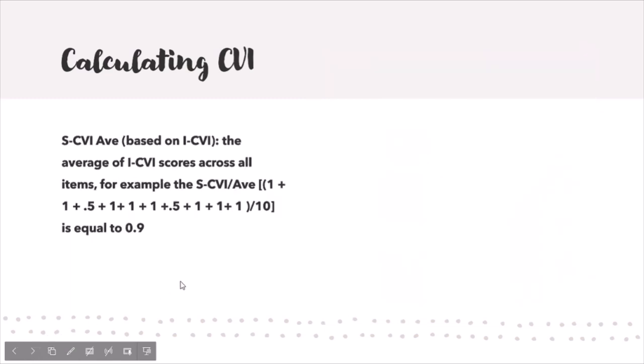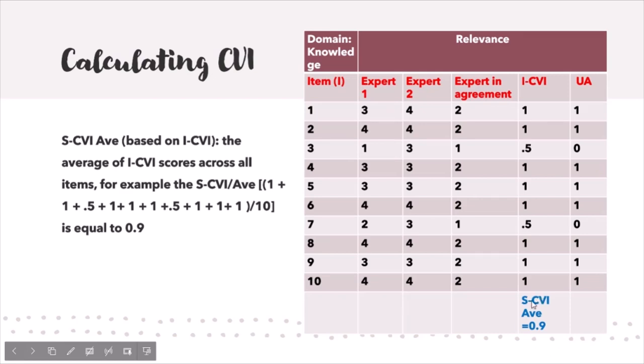Next, we will compute now for the score content validity index average based on item content validity index. This one, the color blue. So how are we going to do that? We will just add the item content validity index in all the items. Since there are 10 items, we'll just add 1 plus 1 plus 0.5 plus 1 plus 1 plus 1 plus 0.5 plus 1 plus 1 plus 1 divided by the total number of items. In our example, we have 10 items, so divided by 10, and that will give us a score of 0.9.